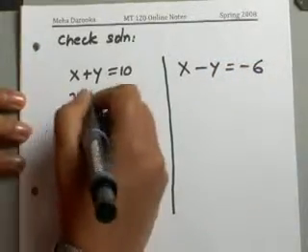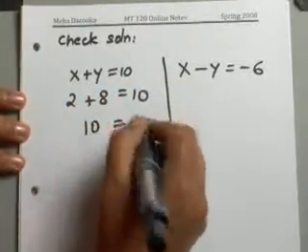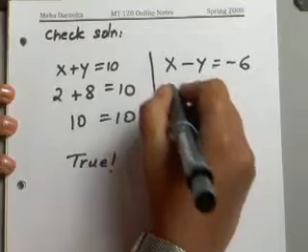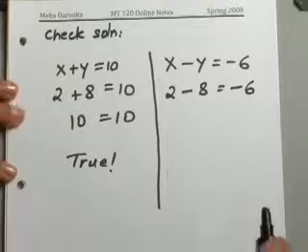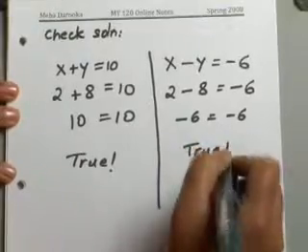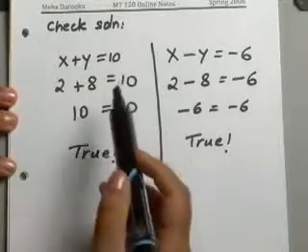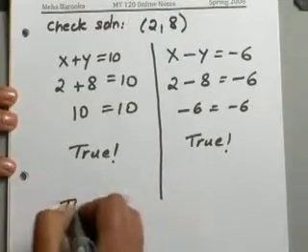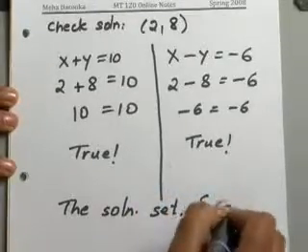So you had x as 2, y as 8, so 2 plus 8 of course gives you 10, and you can see you end up with a true statement on the first equation. We'll do the same thing for the second equation here. Go ahead and substitute your x and y values, and again we end up with a true statement for both our equations. So now we can say, since the ordered pair 2, 8 satisfies both our equations, your solution set for this system is your ordered pair 2, 8.